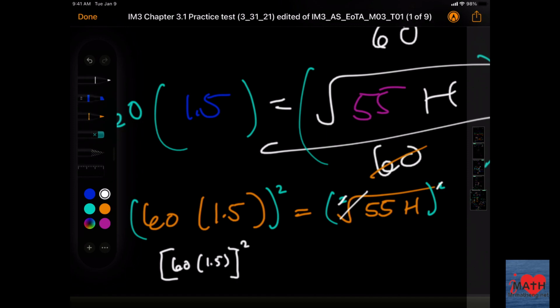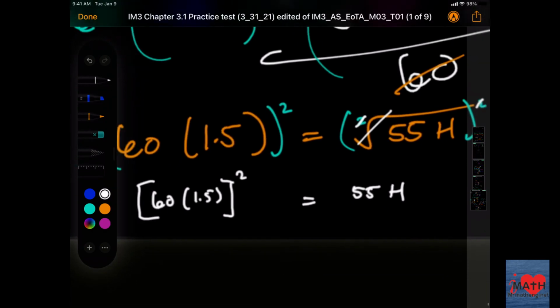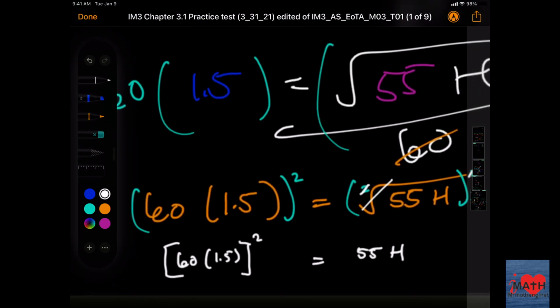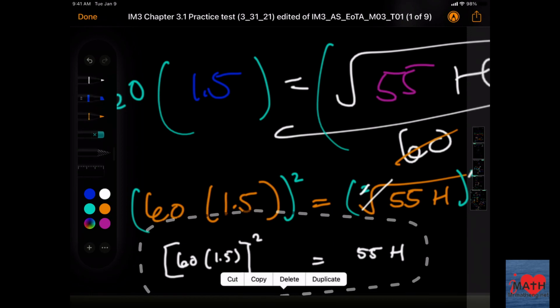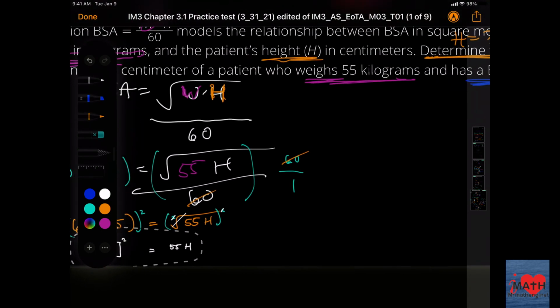Remember, parentheses and brackets mean the same thing. And you're left with 55 times H. And of course, we ran out of space, but we can do magic. Are you guys impressed with my magic? Come on.